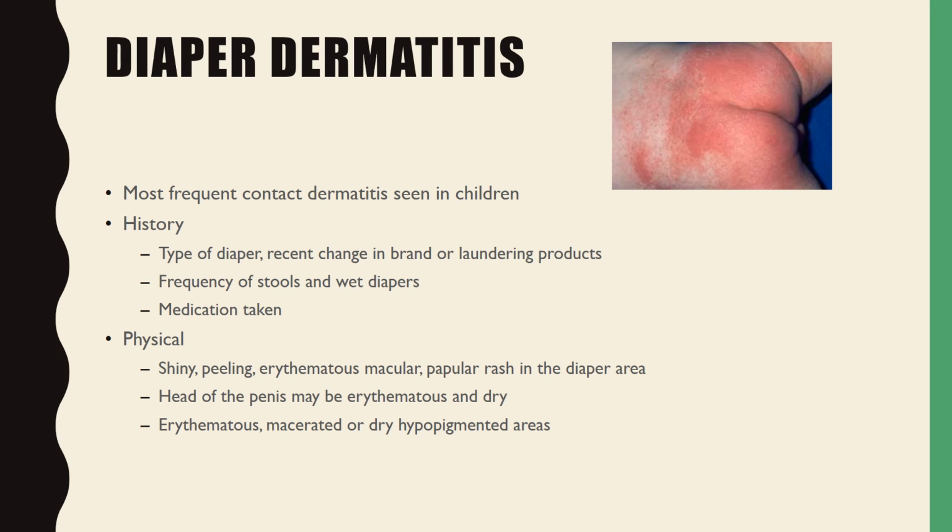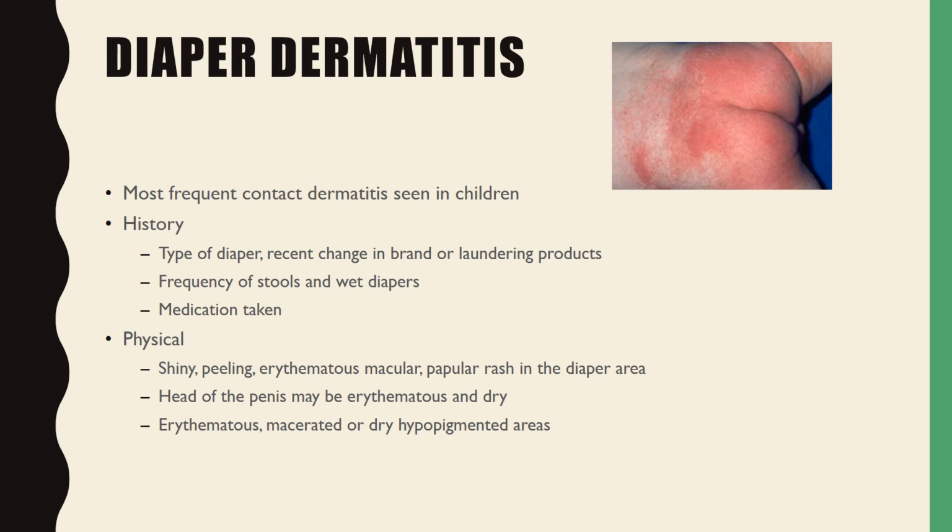Diaper dermatitis is another form of dermatitis. This is the most frequent contact dermatitis seen in children, and you'll see this a lot in your practice. For history, you want to know the type of diaper, any recent change in the brand, or any recent change in laundering products or wipes. You want to know the frequency of stools and wet diapers, and this is because a lot of times you can see this secondary to a diarrhea illness. It's so irritating, and a lot of times diarrhea is very acidotic, so it can be very irritating to the skin. And then any types of medications taken, such as antibiotics that can cause the diarrhea, which then can cause the dermatitis.